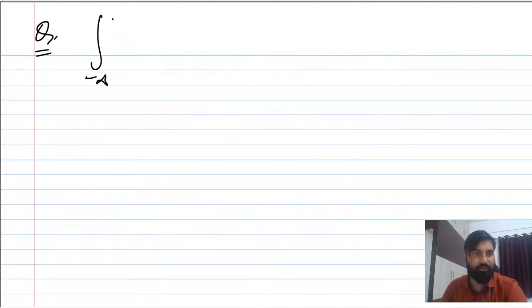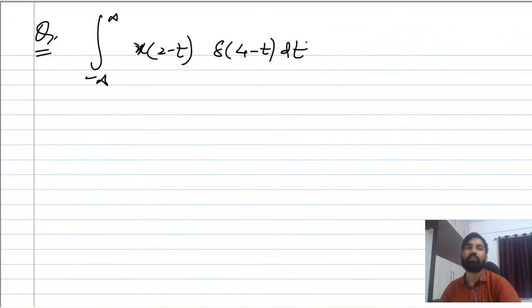Let me take one more question to understand. Suppose they have asked a question of this kind: minus infinity to infinity, x of 2 minus t, delta of 4 minus t, dt. Okay, so in this case you can find the shifting. As we know, delta of t, the impulse function, is always an even function. Remember, impulse function is always an even function.